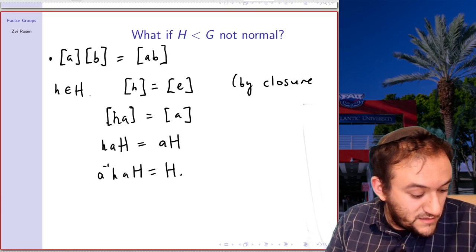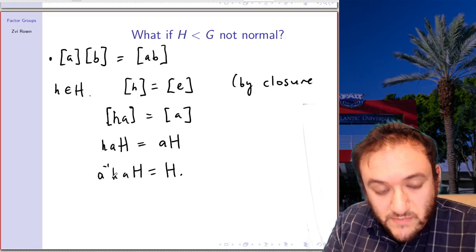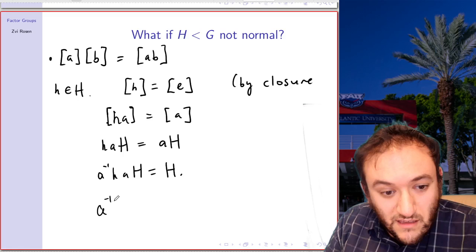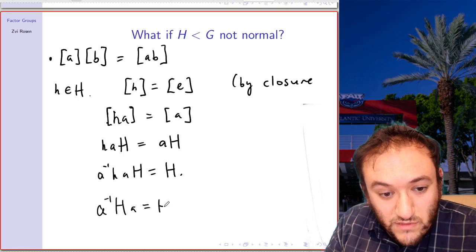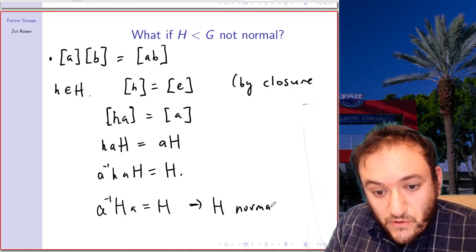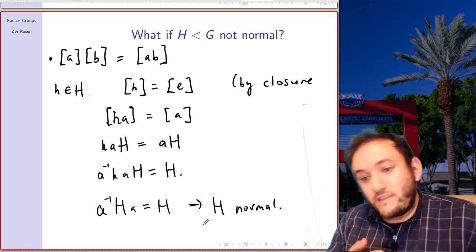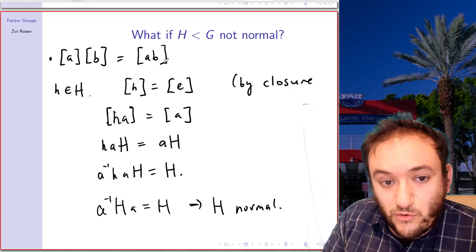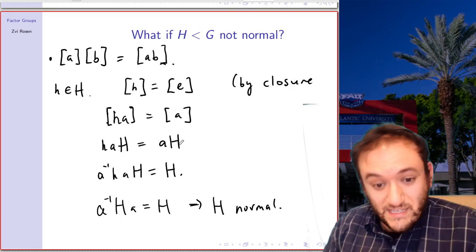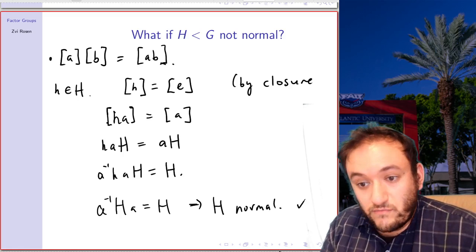But there's no reason to expect this to be true unless a inverse ha equals h, which would mean that H is normal. So if we're going to have a multiplication, a group operation satisfying this rule on the set of cosets, we really need this normality. It's going to fall out by force.